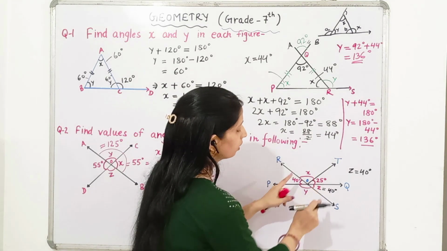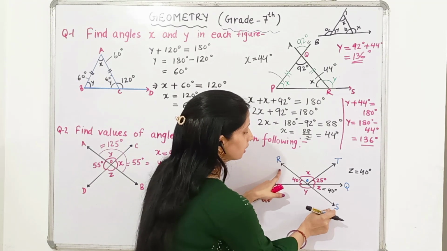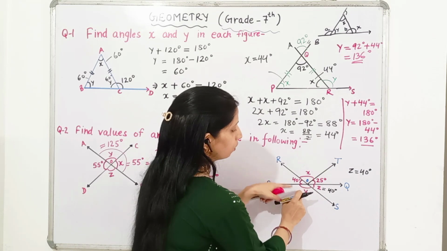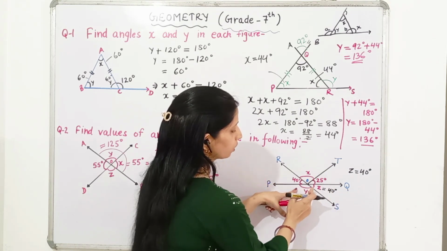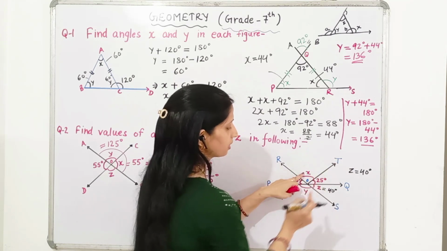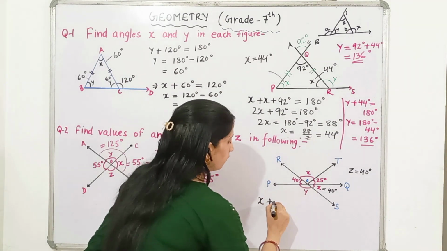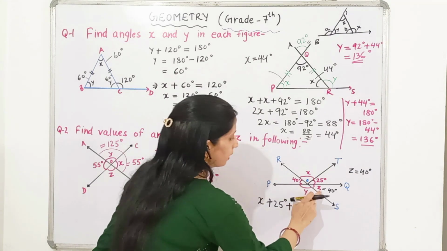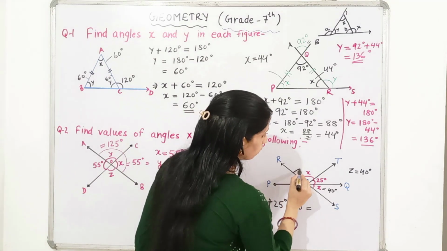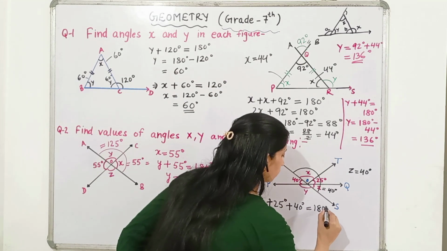Now move on to finding the value of x. In this straight line RS, you can see that three angles are there: angle ROT, angle TOQ and angle QOS. Let's write their values. So this is x plus 25 degrees, we know, plus z, which we also found to be 40 degrees. So this will be equal to what? These three angles will be equal to 180 degrees. We will write 180 degrees.